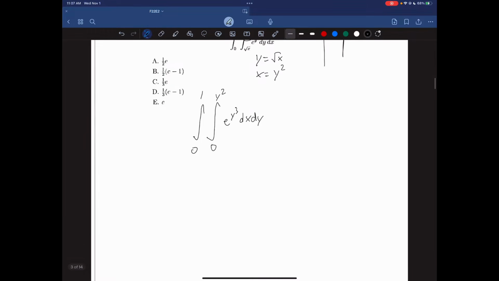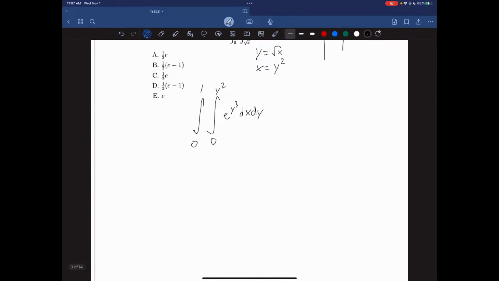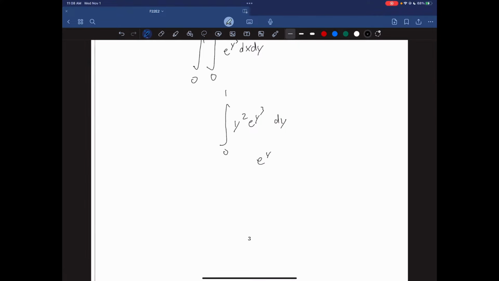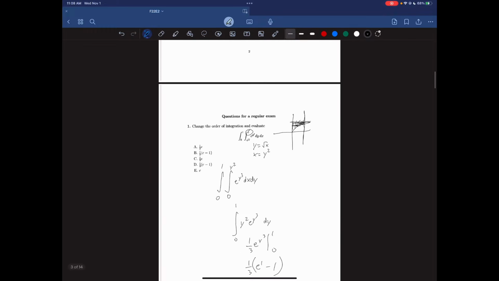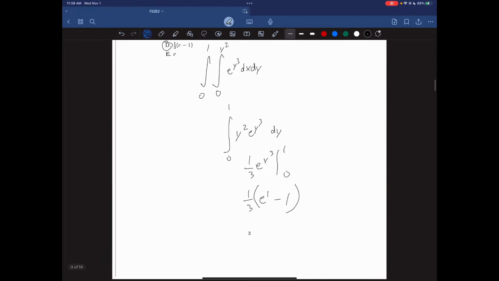So evaluating the inner integral, we're going to get y squared e to the y cubed, but the integral of that from 0 to 1 dy, and that is just e to the y cubed over 3 from 0 to 1, and that is 1/3 e cubed, I believe, no, sorry, e to the first minus 1, and that is D. Number 1, the answer is D.